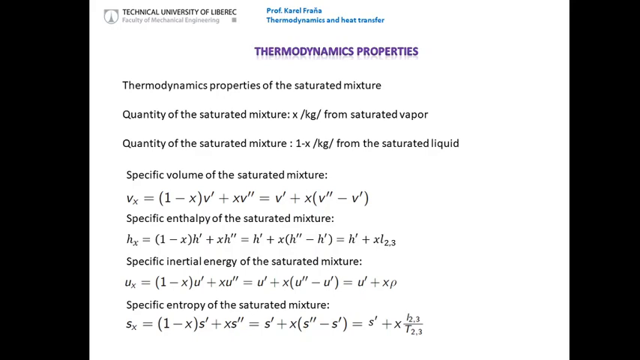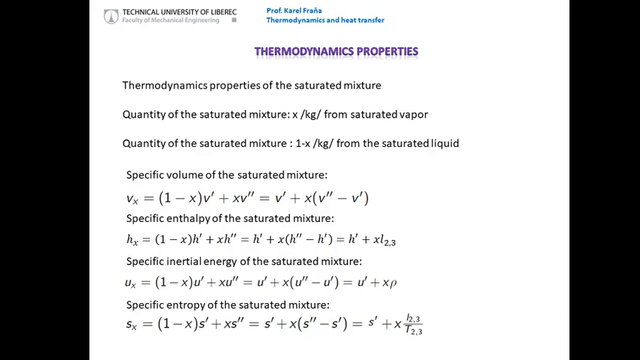Sometimes, even for the enthalpy and entropy, you can use the simplified form. It means please look at the enthalpy. The enthalpy can be calculated similarly to the specific volume, or you can use just this last form where you use the enthalpy for the saturated liquid, which has one line, and you add to this value just the latent heat multiplied by the quality of the vapor x.